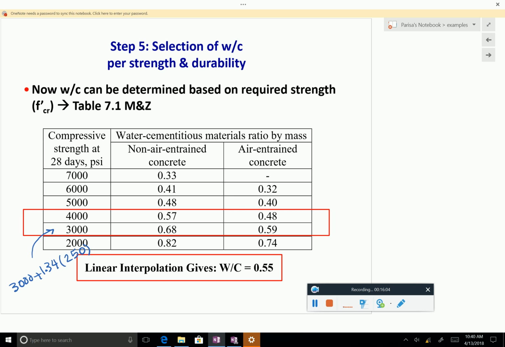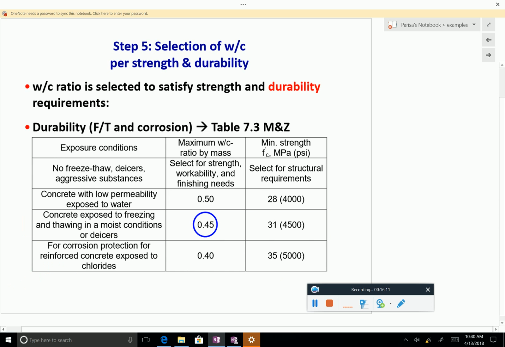Those are like general guidelines if you have no other information. And then if you look at durability, there is no mention of corrosion or sulfate, right? So that would be it. So what do I choose between 0.55 and 0.45? The smaller one. Yeah. And then you can calculate the amount of cement.